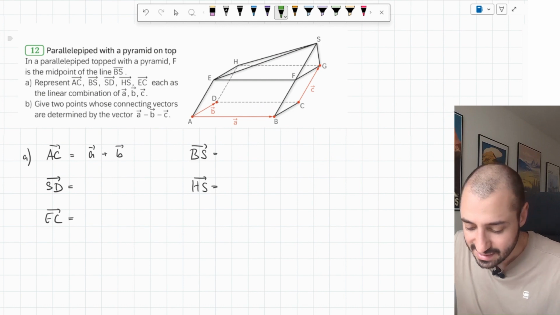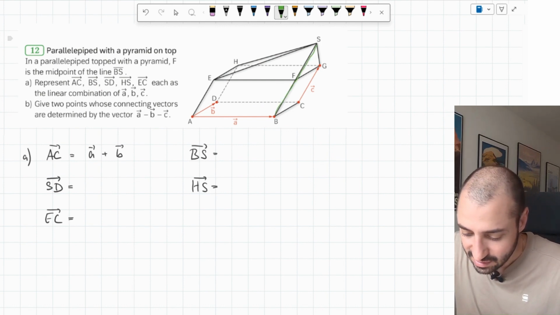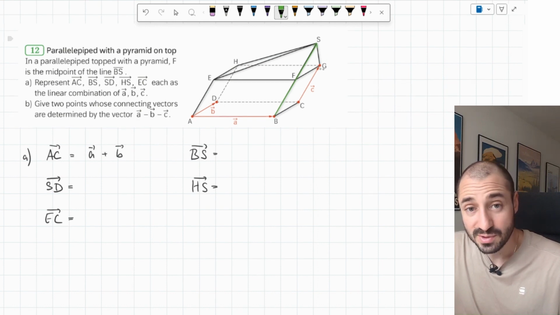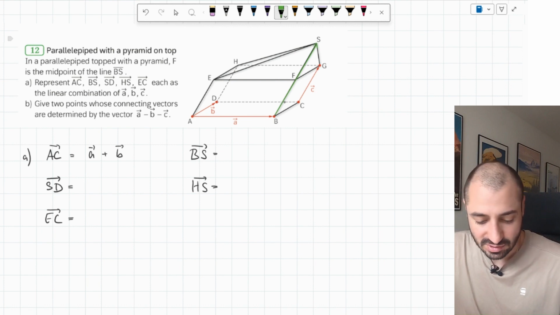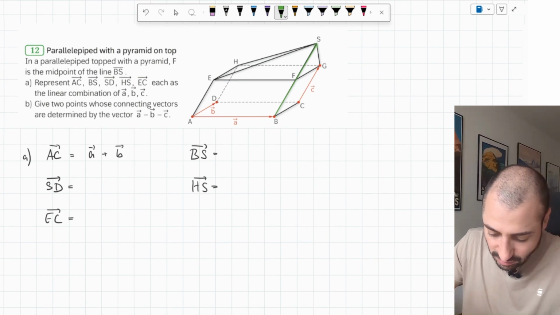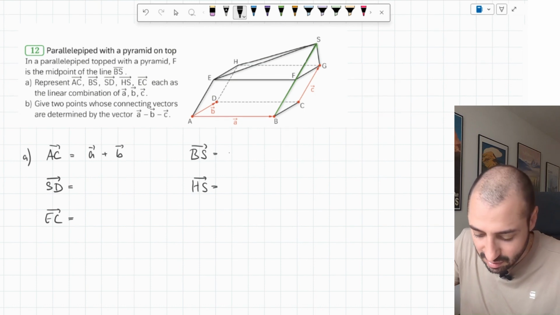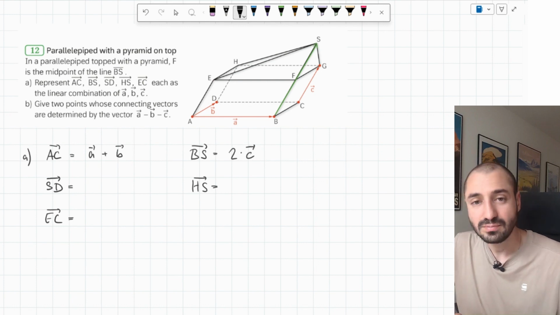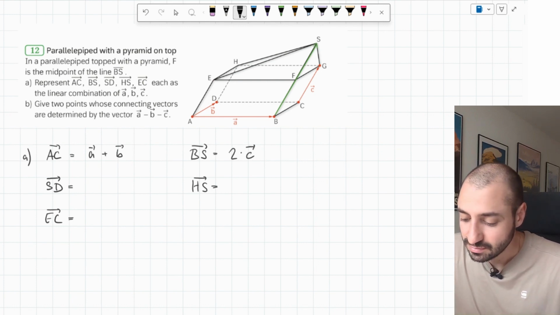So let's look at the second one. The vector BS, so that's this one up here. And we need to get from B to S, and we can see that we can use the vector C here. And we just have to double this vector. So we also know that F, so this is the midpoint of the line BS. That's why it's enough to double it. So BS will just be 2 times the vector C. All right, that's this one.